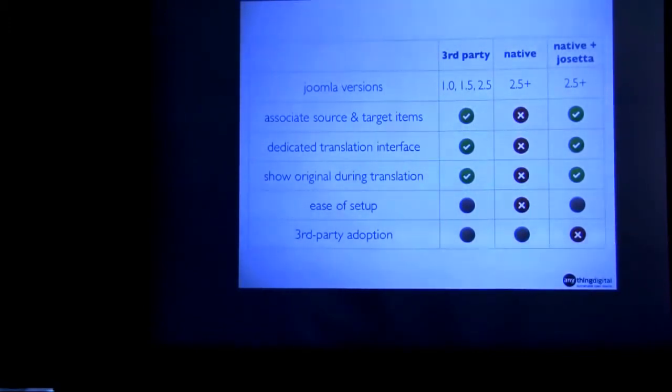So to come back to our overview slide, we discussed the third party and native. For native plus Josetta, we still get the benefits of associating our target and source languages. That's probably the most important thing that it does, including menu items, categories, and all your other content. It gives you a really simplified translation interface on the front end, and it shows you the original setup. Third-party adoption right now is low. K2 is about it. So we're hoping, and please contact me if you have an extension you want to help. It's easy to set up Josetta. You still have to do a few little things in the back end, but it's much easier than setting up if you have 100 categories and 1,000 articles. Setting up translation for native without Josetta is very, very difficult, and it's much, much simpler with Josetta.